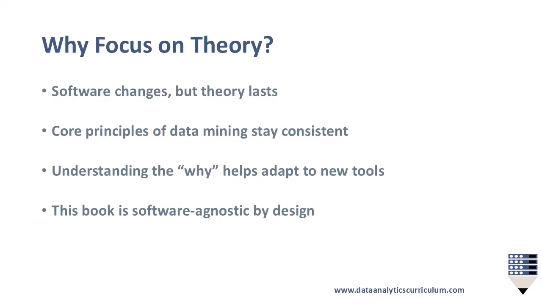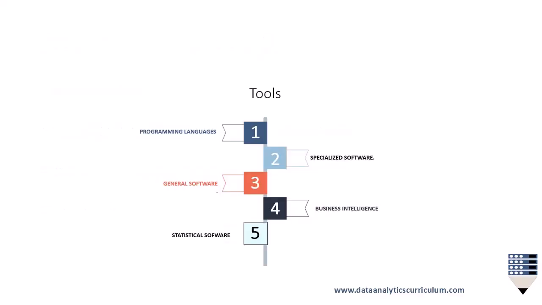Then came R, Python, Tableau, and now AI-driven platforms. But the core principles behind data mining, classification, clustering, association, prediction, stay consistent. When you understand why a method works, you can easily transfer that knowledge to new tools. That's why this book and course are software agnostic, designed to build durable, adaptable skills that go beyond specific products.